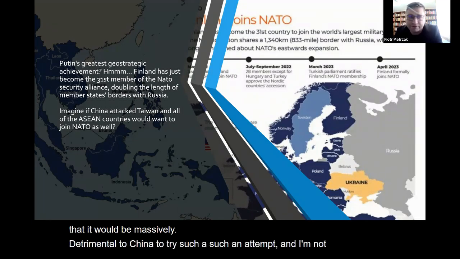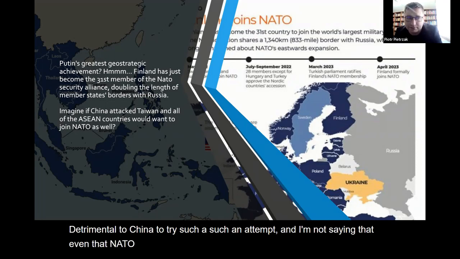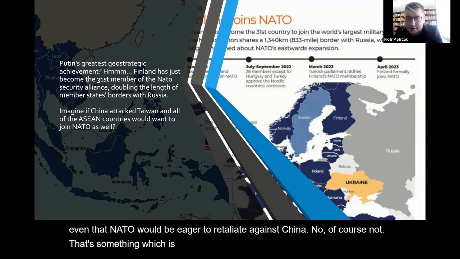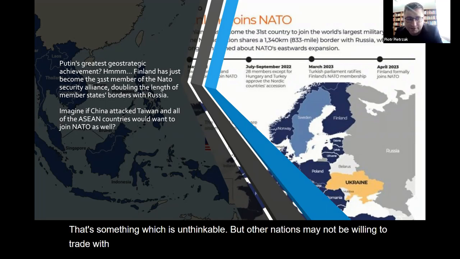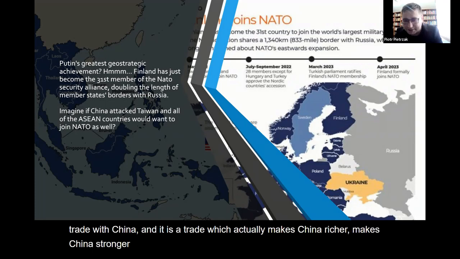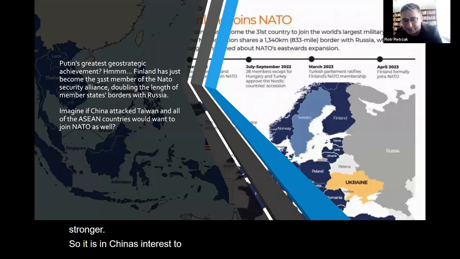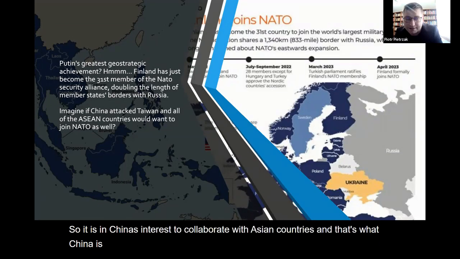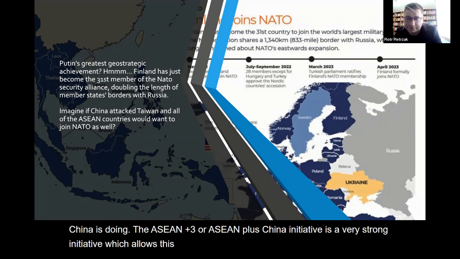And I'm not saying that NATO would be eager to retaliate against China. No, of course not. That's something which is unthinkable. But other nations might not be willing to trade with China. And it is trade which actually makes China richer, makes China stronger. So it is in China's interest to collaborate with ASEAN countries. And that's what China is doing. The ASEAN +3 or ASEAN plus China initiative is a very strong initiative which allows this region to find a peaceful way of resolving certain conflicts.